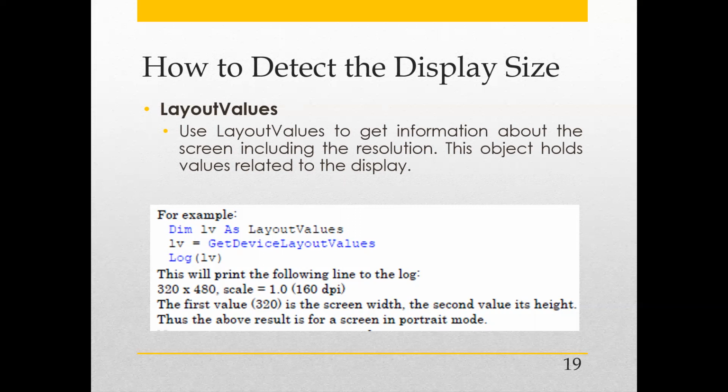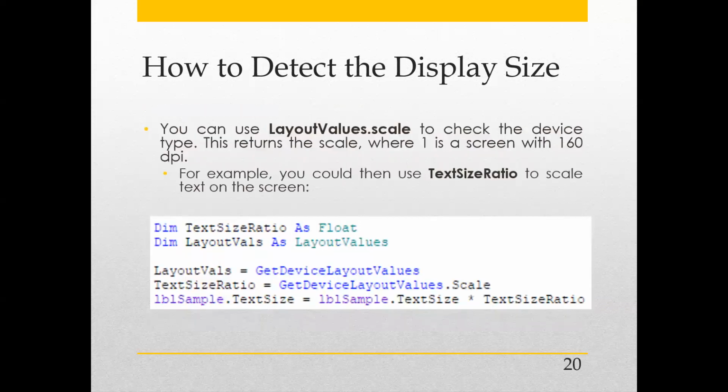To attain the display size, LV equals GetDeviceLayoutValues. So this will print the following line to the log: 320 by 480. Scale is 1, 160 DPI. So therefore, the display size is 320 by 480.